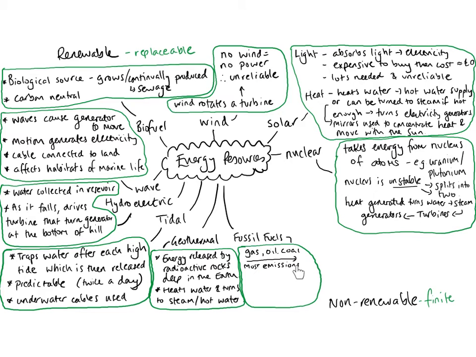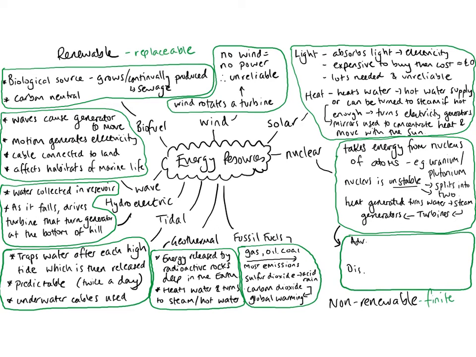Coal is seen as the most polluting because it gives off the most emissions, especially compared to oil, and then gas, which is the least. Gases such as sulfur dioxide lead to acid rain, and carbon dioxide gets released, which leads to climate change or global warming.